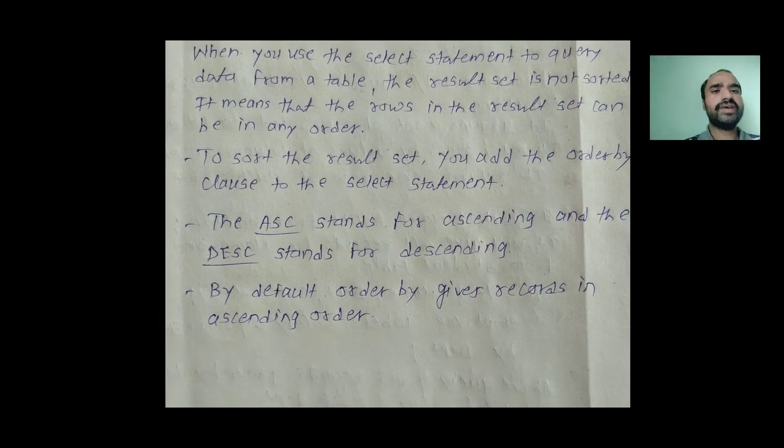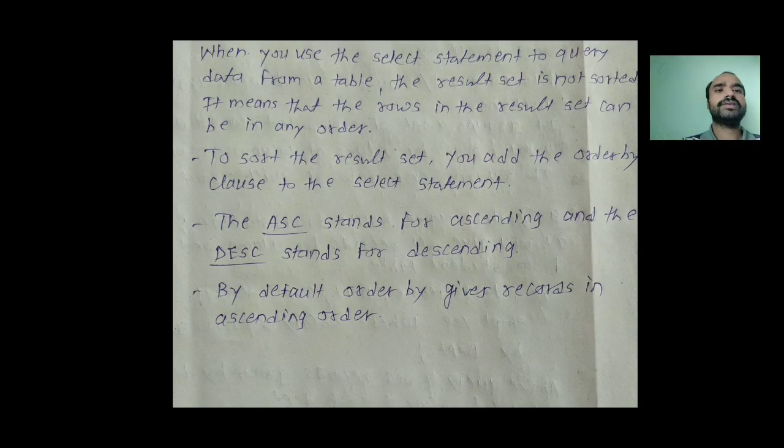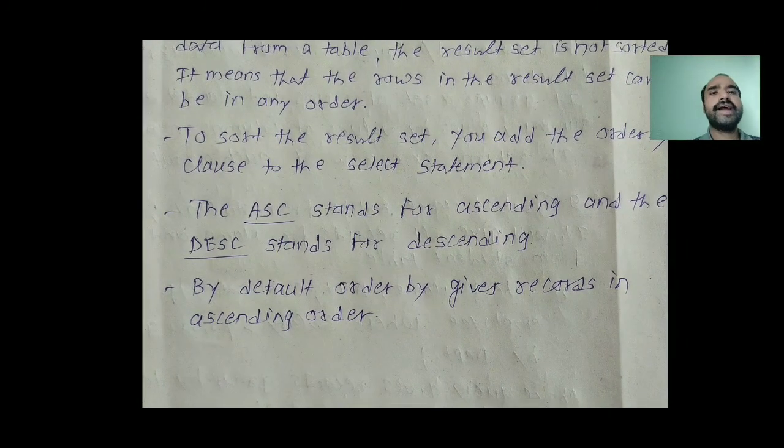There are two keywords. One is ASC, which stands for ascending, and the other is DESC, which stands for descending. Whenever you write select star from student order by roll number, it will arrange that data in ascending order. By default, order by gives records in ascending order, but when you want to show data in descending order, you need to write DESC or descending after the query. It will show data in descending order.